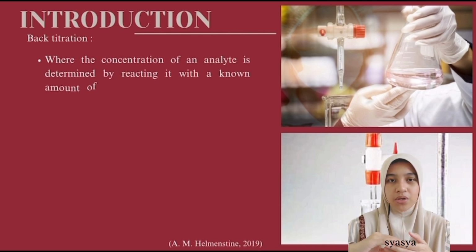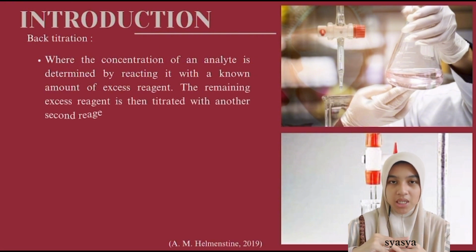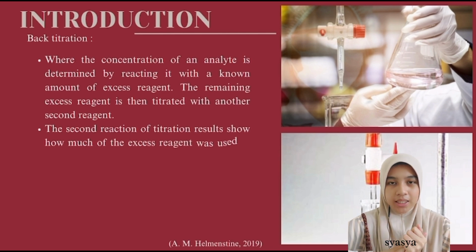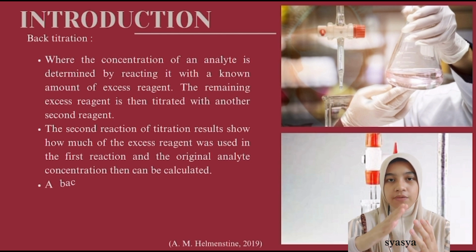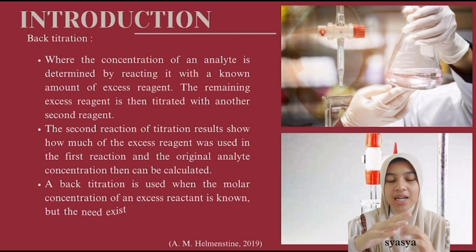Back titration is where the concentration of an analyte is determined by reacting it with a known amount of excess reagent. The remaining excess reagent is then titrated with another second reagent. The second reaction of the titration results shows how much of the excess reagent was used in the first titration. So by that information, we can calculate the concentration of the original analyte.